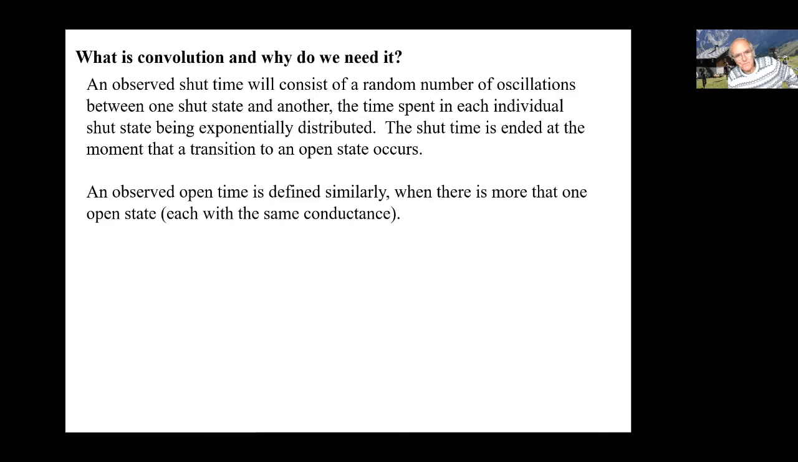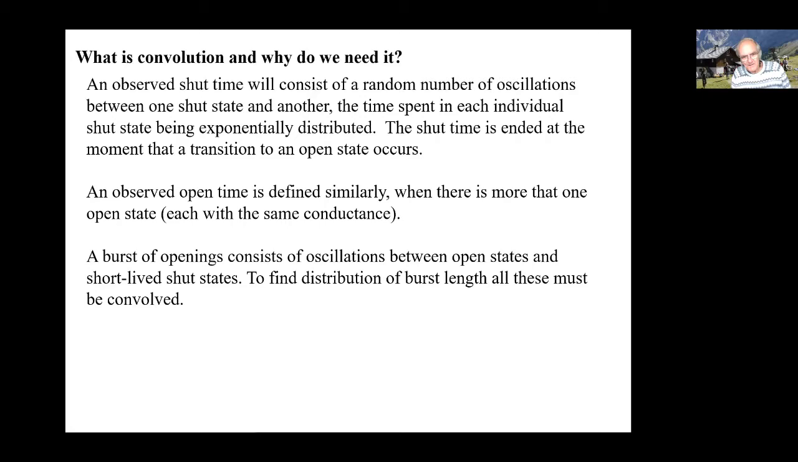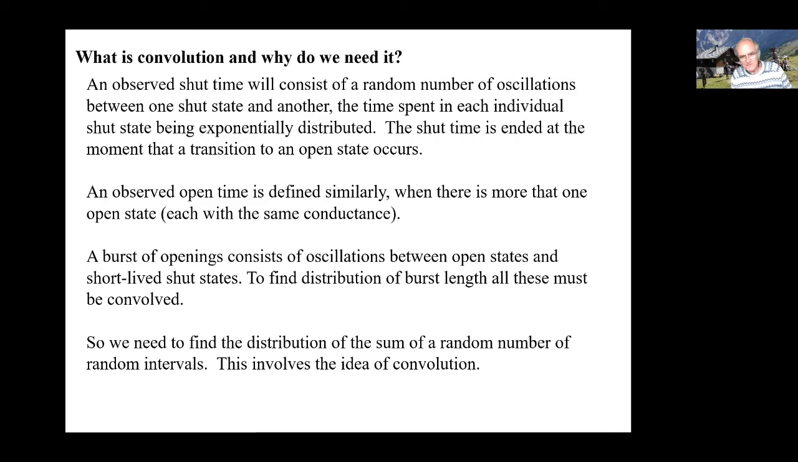Even more complicated, a burst of openings consists of oscillations among the open states, and then among short-lived shut states, and then among more open states. And to find the distribution of the burst length, all of these things must be added up. So we need, for example, to find the distribution of the sum of a random number of random intervals. And this is what convolution does for us.